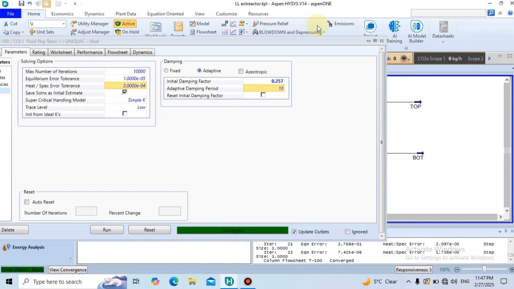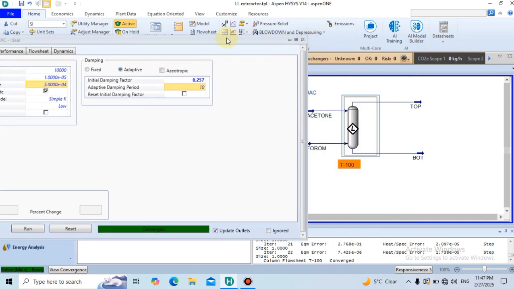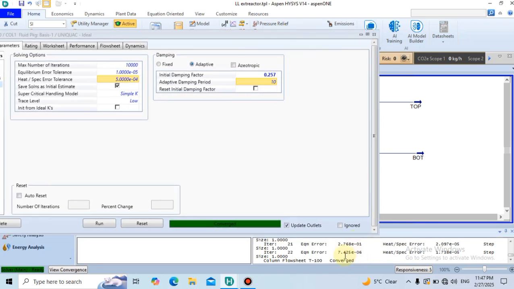Once you have adjusted this number, just hit the run button and you have simulated your liquid extractor correctly. If you look at the calculated values right here, both of these numbers for the material balance and the heat specification are calculated here, and both of these values are less than the defined tolerance, which is the acceptable range for HYSYS to run your simulation.